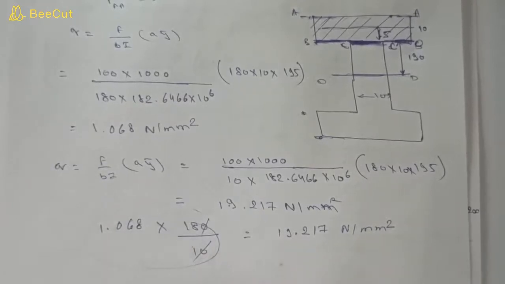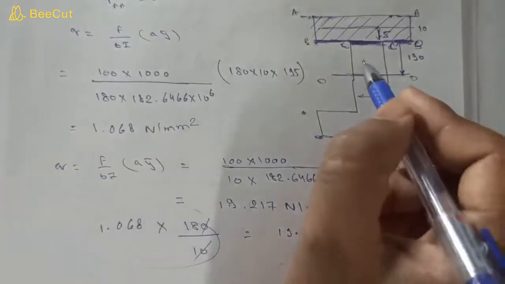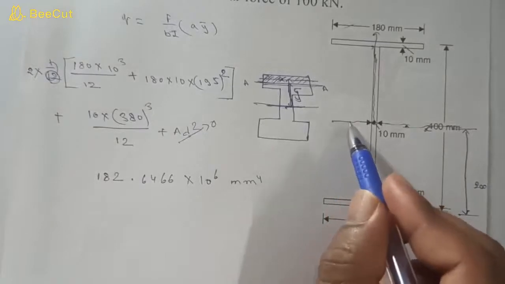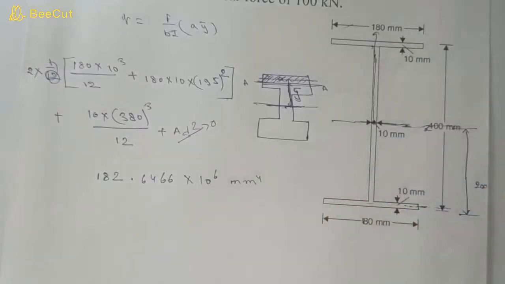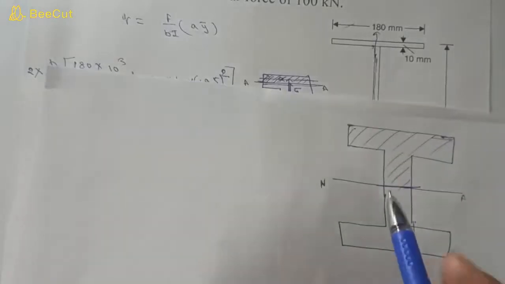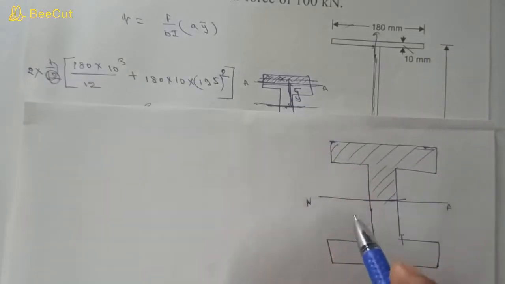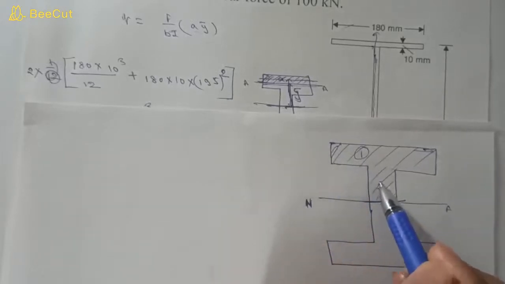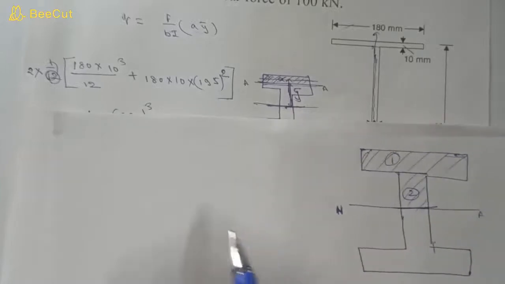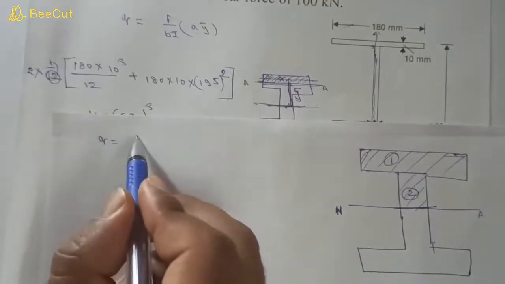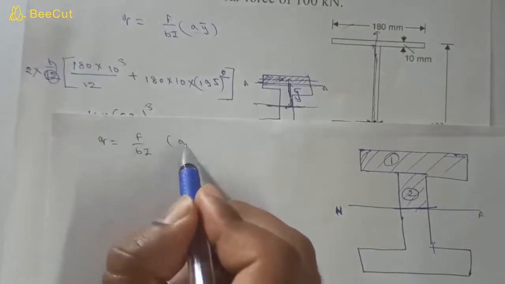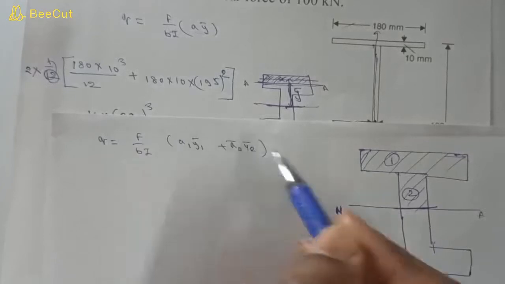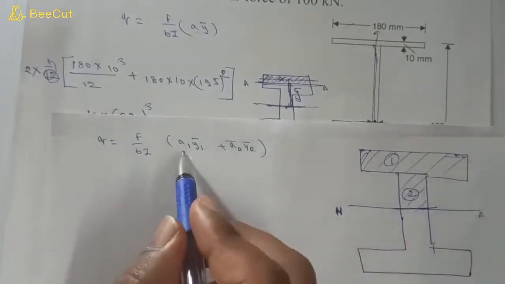Now consider a section in this web portion. If you want to calculate the shear stress at this neutral axis, how to calculate shear stress at this point? You can see that we have drawn a large image of this cross section. At neutral axis we will get two areas. First area is this one, second area is this. There are two areas, so the formula will be Q is equal to F upon BI, A1 Y1 bar plus A2 Y2 bar, because we have two sections, so we have written two terms.